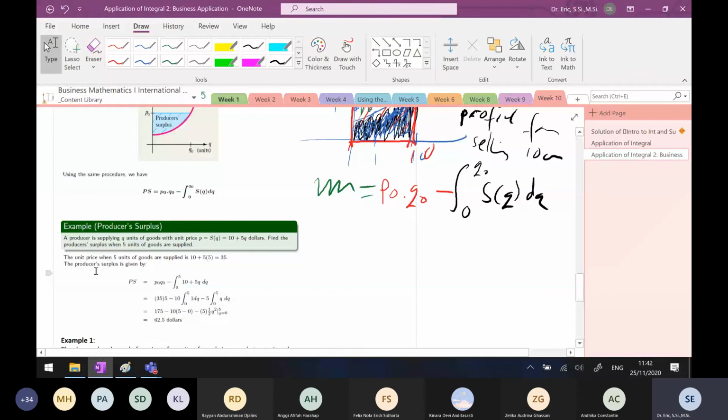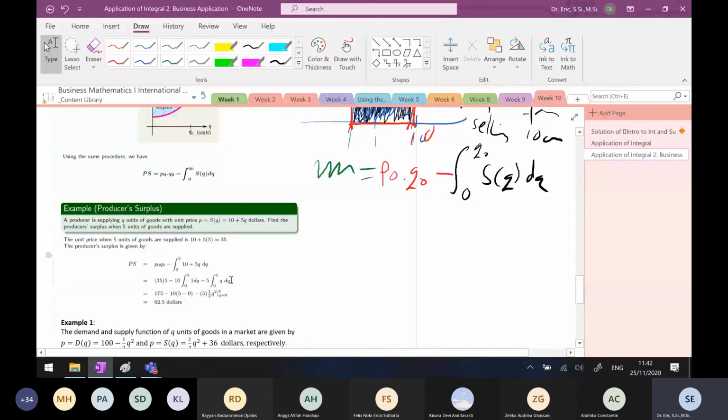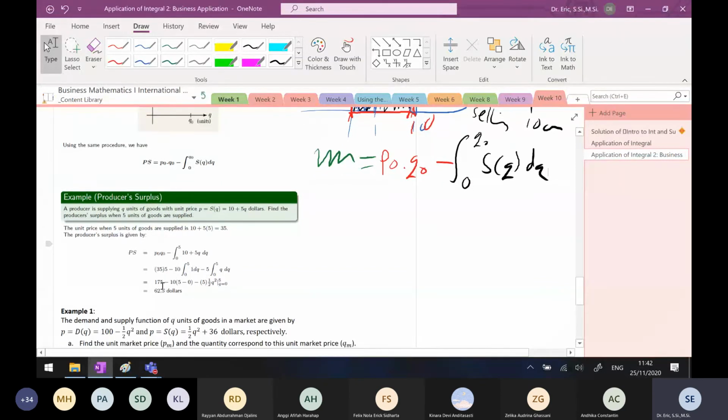The producer surplus is given by P0 times Q0. P0 is the unit price, 35. Q0 is the number of units, 5. So 35 times 5 minus the integral of S(q) dq from 0 to the units sold. You can separate this into the integral of 10 dq plus 5q dq, and simplify. The producer surplus is $62.5.